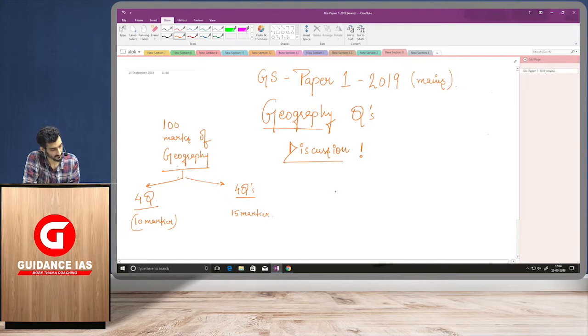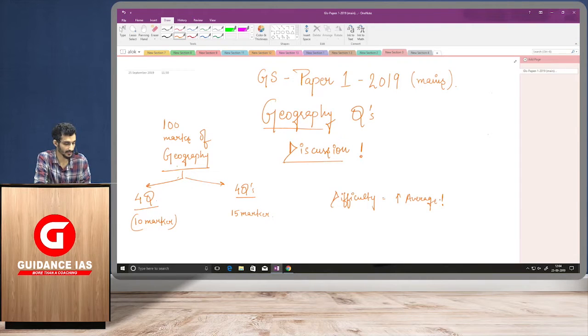And if you talk about the difficulty of this paper with respect to geography, it was, barring a few questions, 1 or 2, on a difficulty level of, we can say, above average. So there are already so many discussions out in the market, but we'll try to see the nitty-gritties of each question and how to deal with them comprehensively in an answer writing format. So without wasting any further time, let's start with question number one.